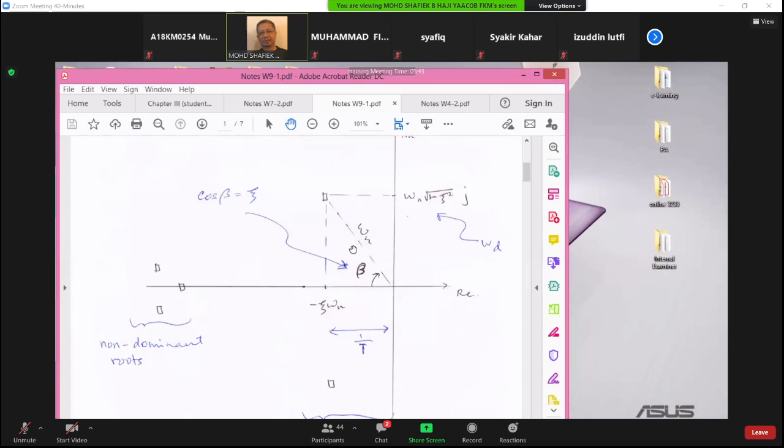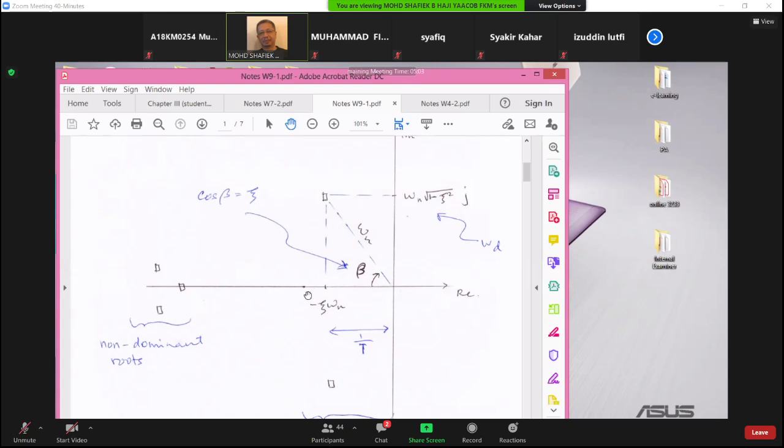And this angle beta here will now relate to our damping ratio. You can use the tangent or the cosine, it is just a trigonometric function here. From the triangle, you can get the relationship between beta, omega n, the imaginary part of the roots as well as the real part of the roots. So the damping ratio is just the cosine of that angle beta.